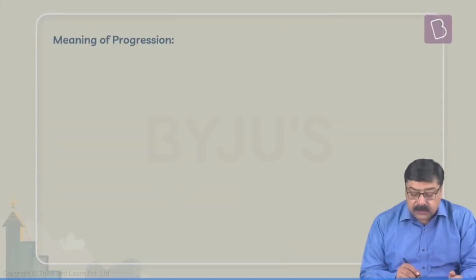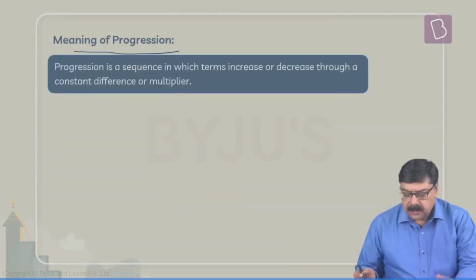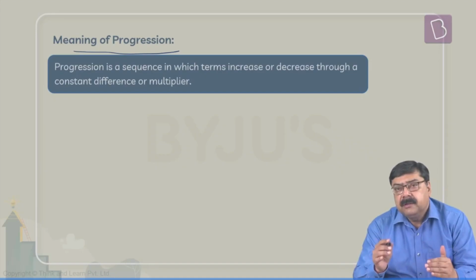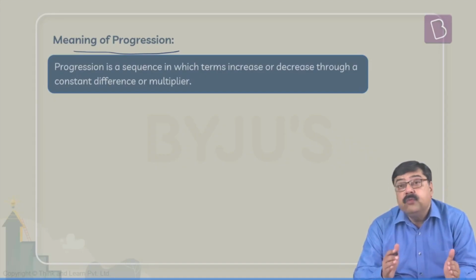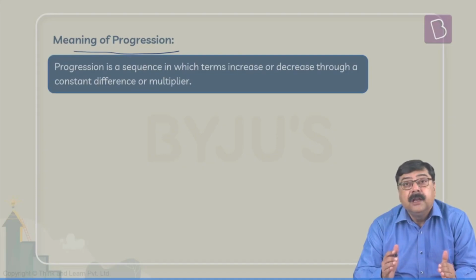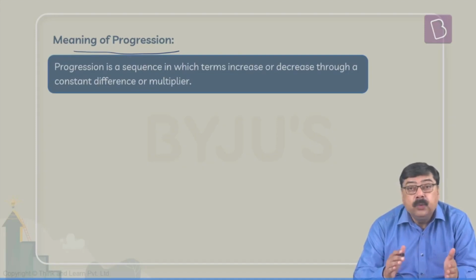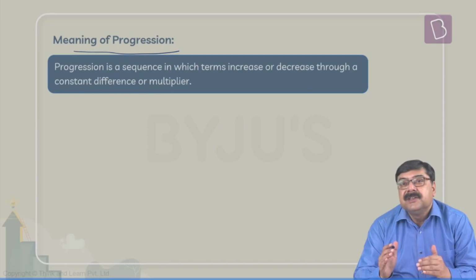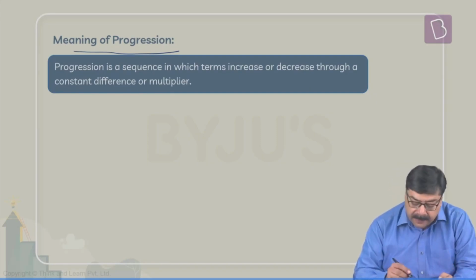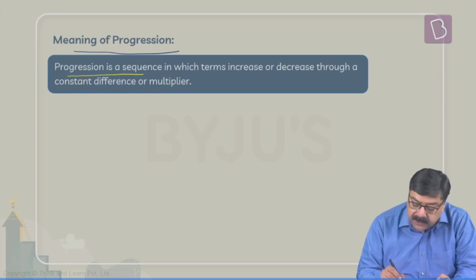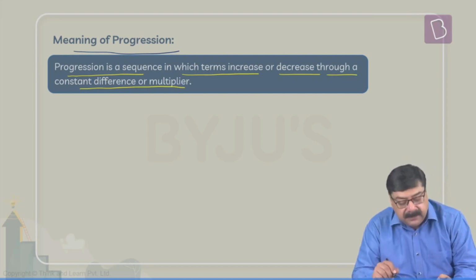All right, first of all, let us know the meaning of progression. If we take the literal meaning of this word, it would mean to progress in ascending order. It could be in descending order as well. Now, progression is a sequence in which terms increase or decrease through a constant difference or a multiplier.